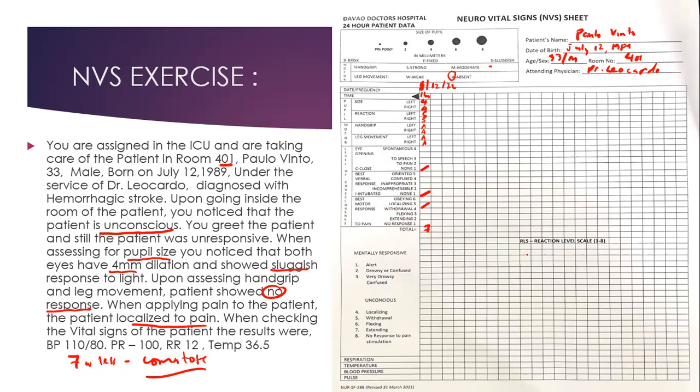Now, sa RLS naman, so localizing, so dito siya sa localizing. Yan. Then respiration, 12. Then temperature, 36.5. Then blood pressure is 110/80. So make sure na nasa loob ng box, okay? Then pulse rate is 100. Yan, sulat nyo dyan. Okay?